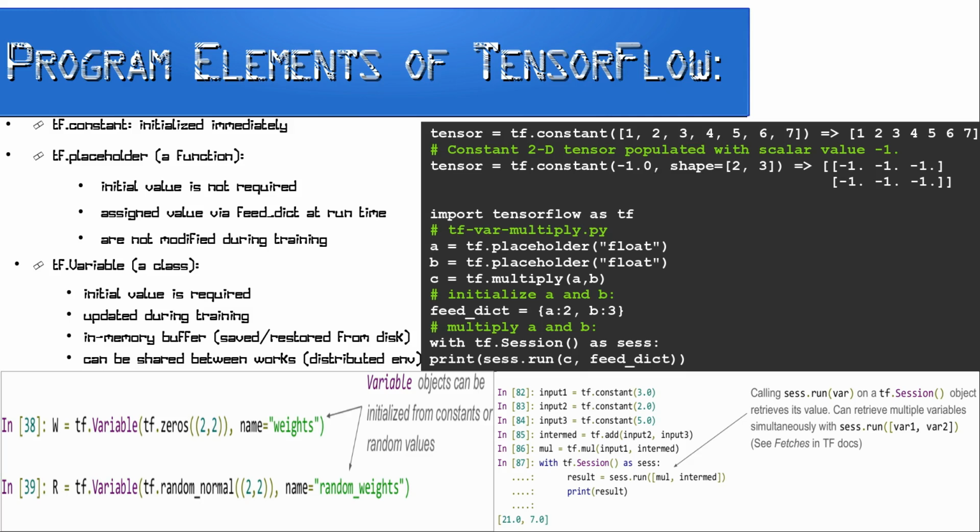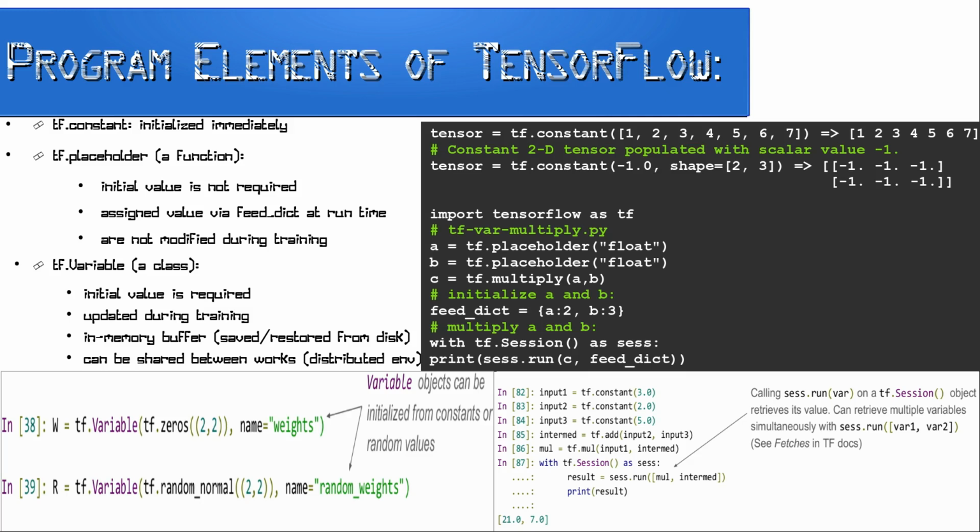6, 7. Similarly, a constant 2D tensor populated with scalar value -1 can be written as tensor = tf.constant(-1.0, shape=[2, 3]), which gives [[-1, -1, -1], [-1, -1, -1]]. Args for the tf.constant function is value.